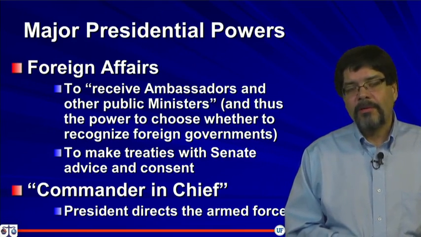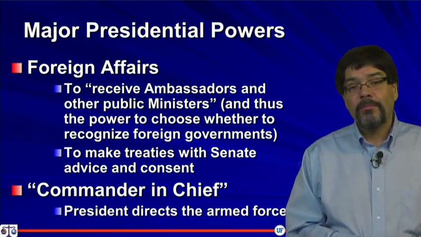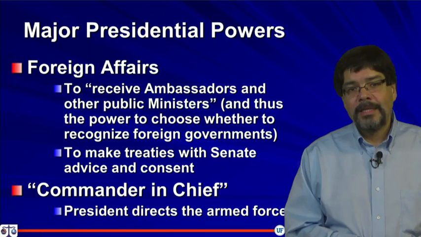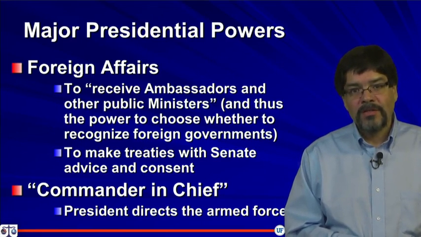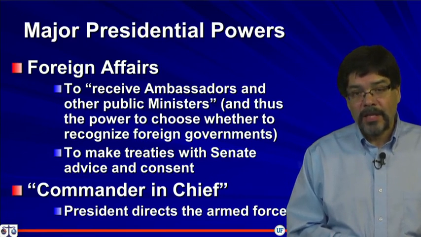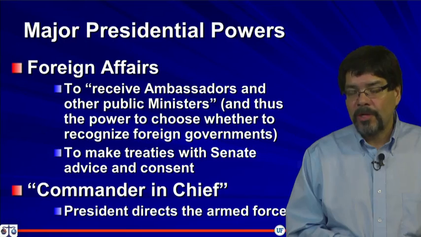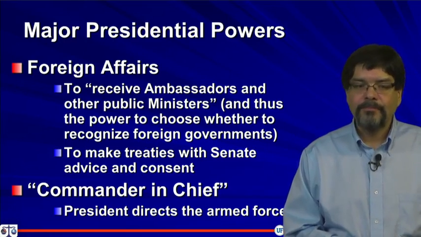Another critical power of the president is, of course, his power as commander-in-chief. The president is the literal head of the armed forces of the United States, meaning that he is a civilian who has absolute authority over our military.